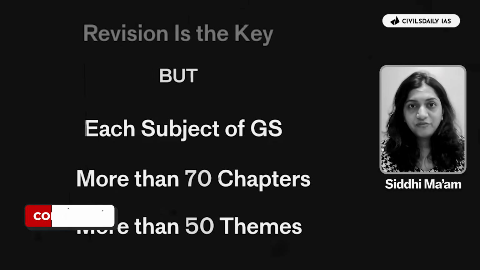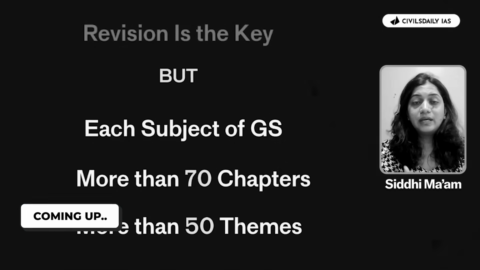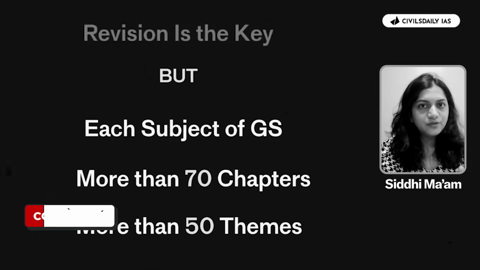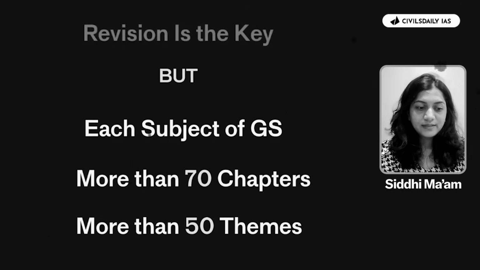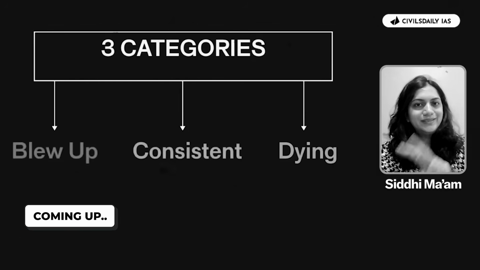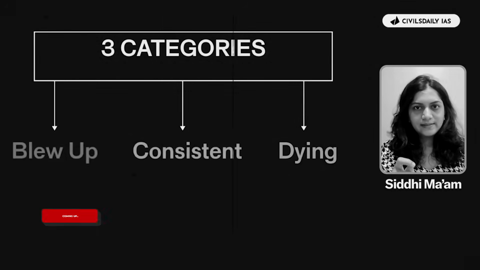When we are about to give prelims, or maybe if we are in that phase when we are giving full length tests, mock tests, all India open mock tests, at that time we need quick revision, right? And at that time we have to understand which topics we have to focus more on. All the themes are divided into three categories, which are blow up, one is consistent, and one is dead.